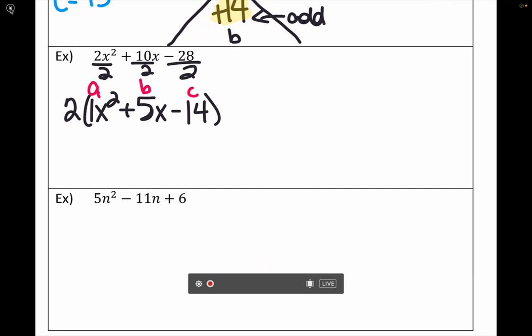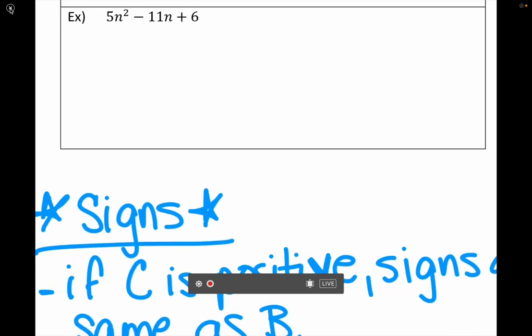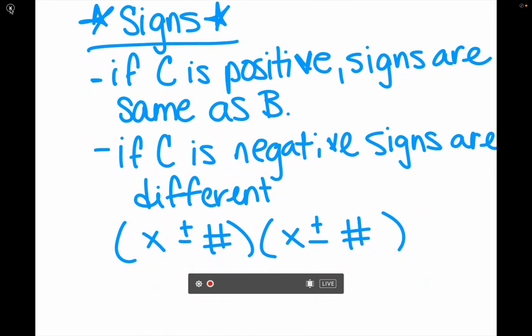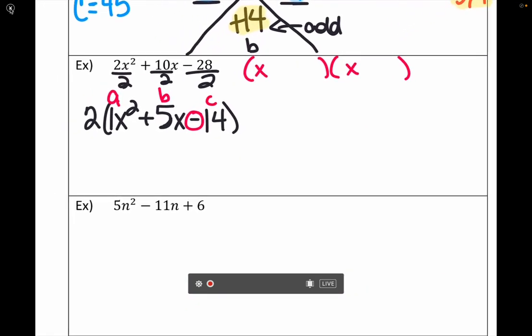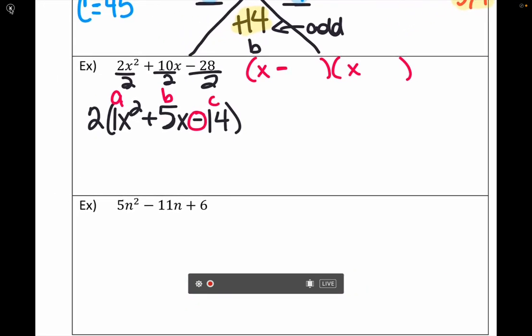So we know that we're going to have x, we're going to have x. And I want you to notice that the C is negative. So on our notes that we wrote down here, if C is negative, the signs are going to be different, because a negative times a positive gives me this negative. Remember, this is going to be in that bottom box. If I was to draw my box real quick, so I want you to see what's happening, right? Here's my x squared. Here's my negative 14. Something has to be positive, something has to be negative to get this negative 14. So that's what we want to figure out.